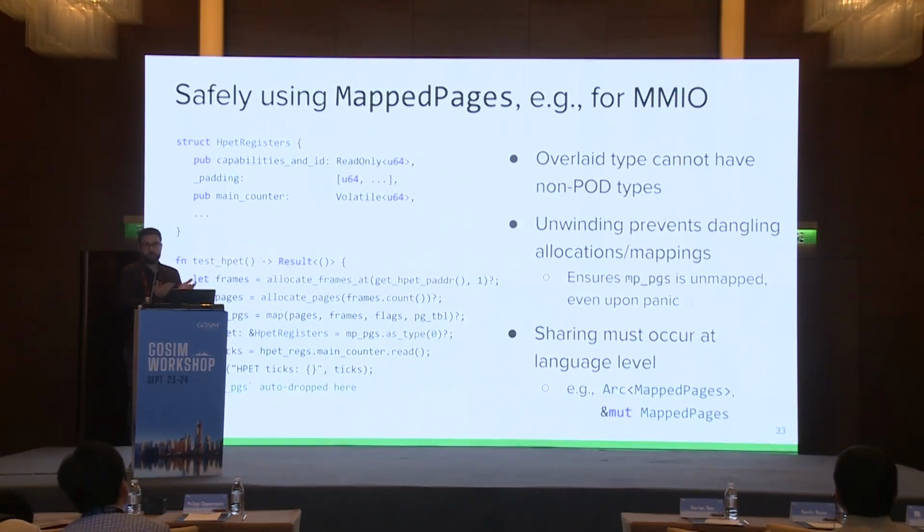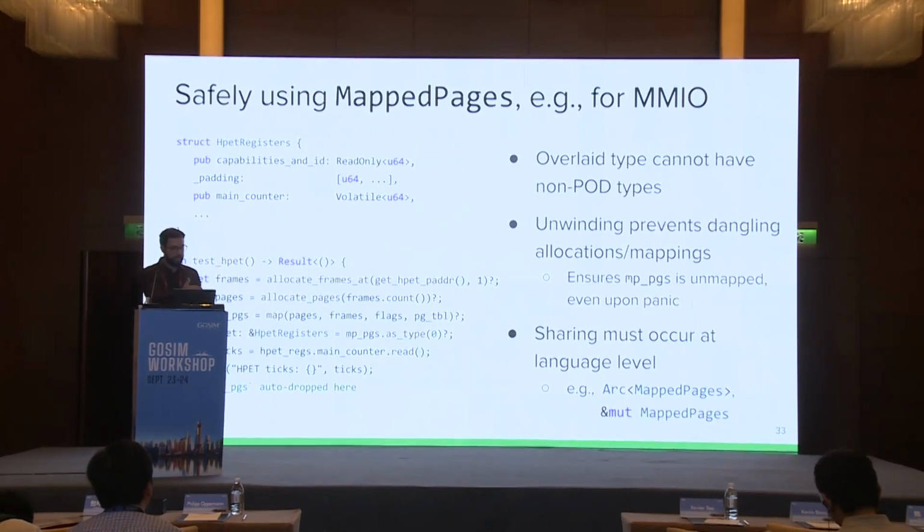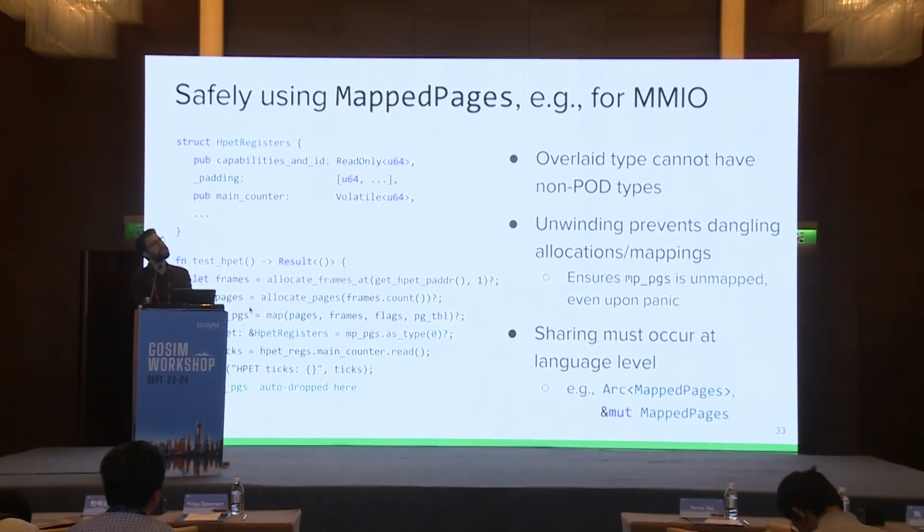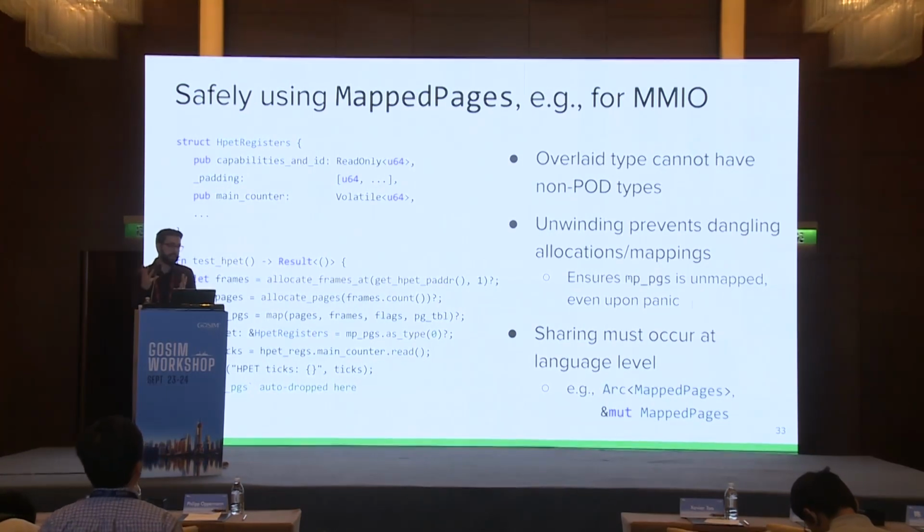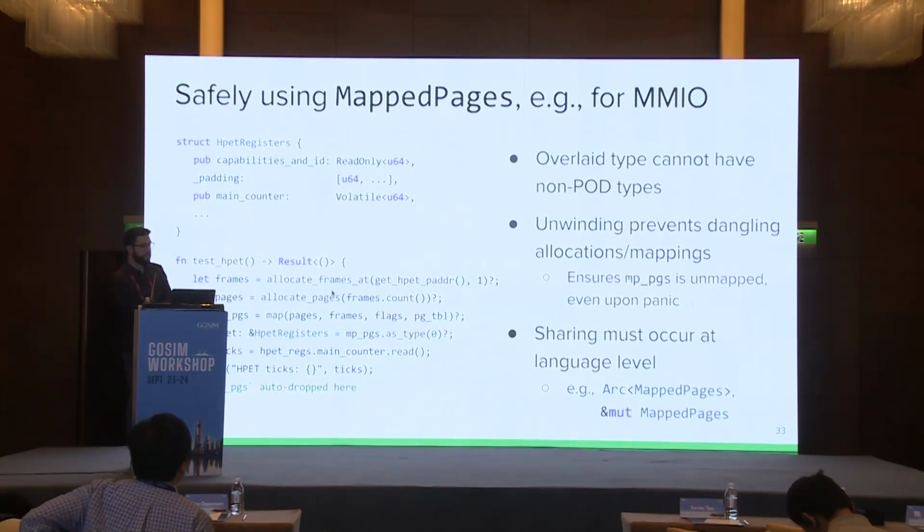Okay, so here's an example of how I might use it. I have a struct called HPET registers, which is the high performance event timer. It's a common timer, right? So I'm using this as an example of how to access a hardware timer that works through MMIO using the mapped pages API. I know that the HPET exists at this physical address. I obtain the frames for that. I obtain the pages.